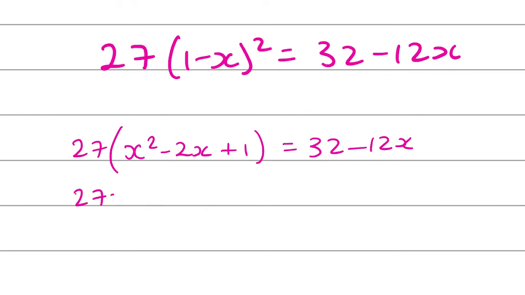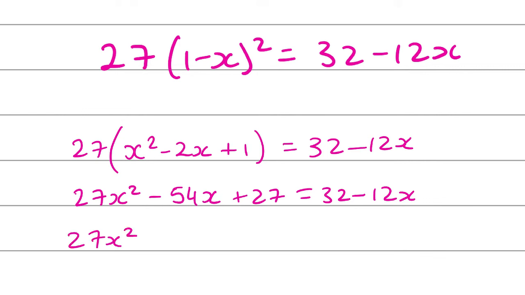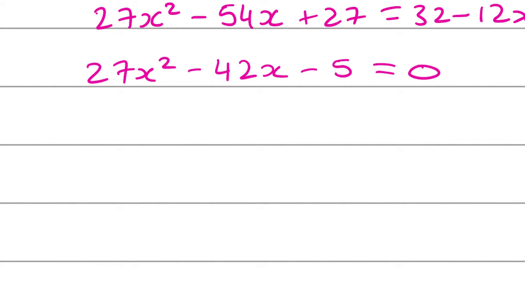So we're going to get 27x squared minus, what's 27 times 2? 54x plus 27 equals 32 minus 12x. So 27x squared minus 54 plus 12, what's that? Minus 42x. 27 minus 32? Minus 5 equals 0. Okay, going to be a bit lazy, shove this into a calculator. What do I get? We'll get x equals 5 over 3.